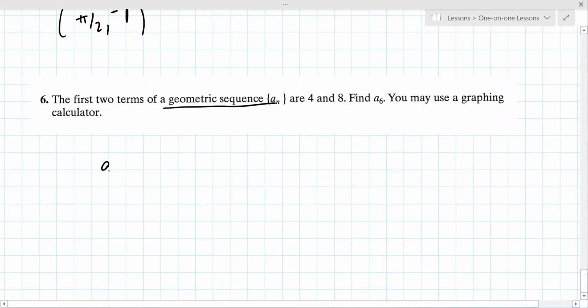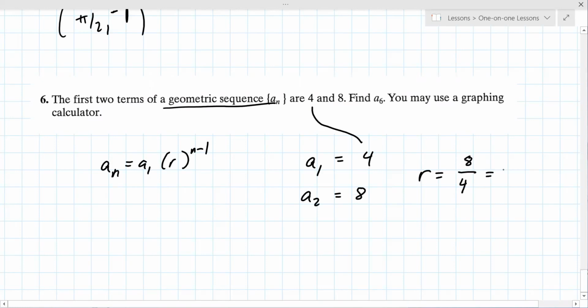The formula for a geometric sequence is a_n equals a_1 times r to the n-1 power. They're telling you a_1 is 4. That's what that means. And a_2 is 8. r is the ratio between successive terms. So r in this case would be 8/4, which is 2.